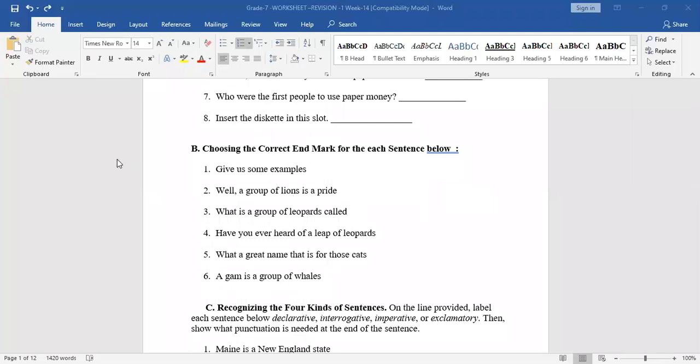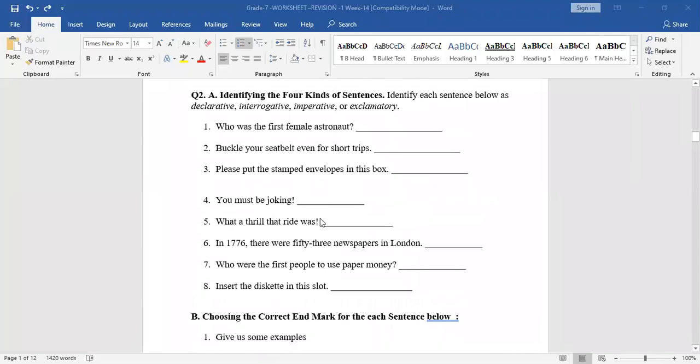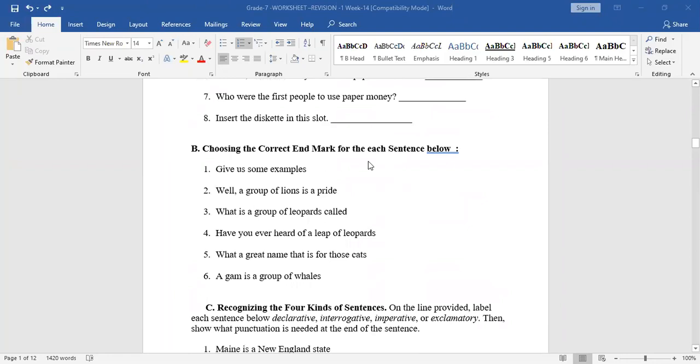Anyhow, boys, here we move. In this exercise, you have to put the marks: full stop, question mark, or exclamation mark, whatever is needed. So we have to choose the correct end mark. I will ask one by one. There are 6 sentences, so I will start with Jasir.